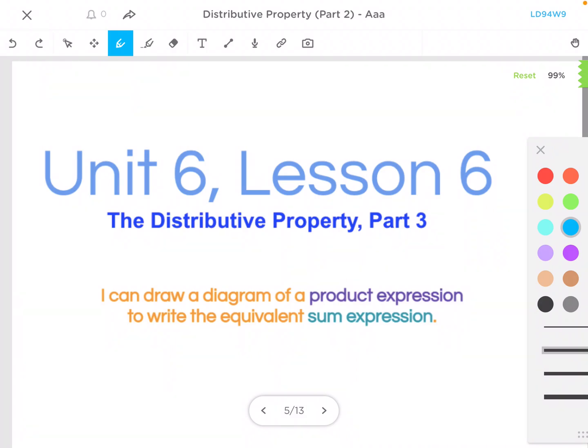Hey class, we're still on the distributive property, but today we're on part 3. Today we're going to practice actually drawing a diagram. We're going to start with the product, the times expression, and change it into an equivalent sum expression, a plus expression. So we're going to draw the rectangle using the times, and then we're going to use that rectangle to find the plus that's hiding inside.